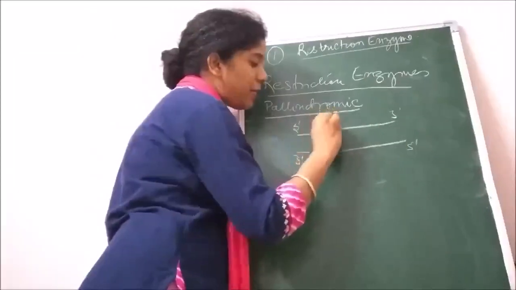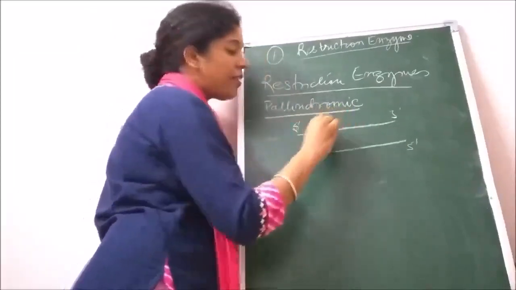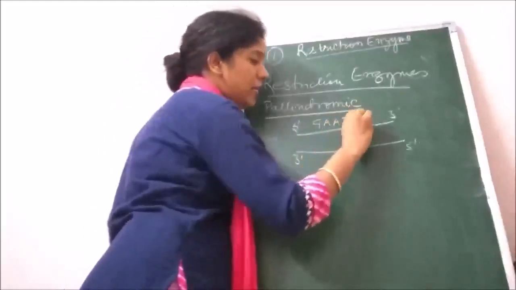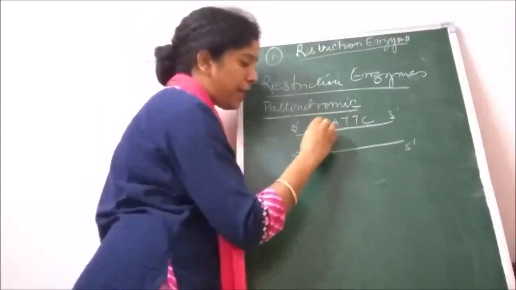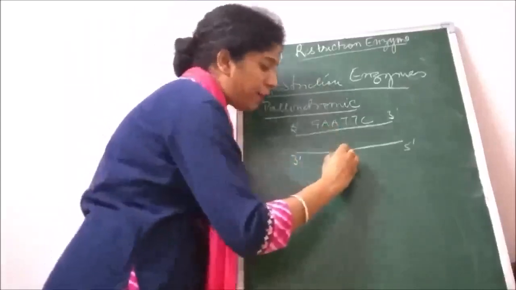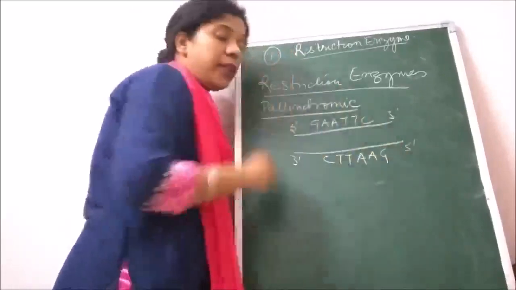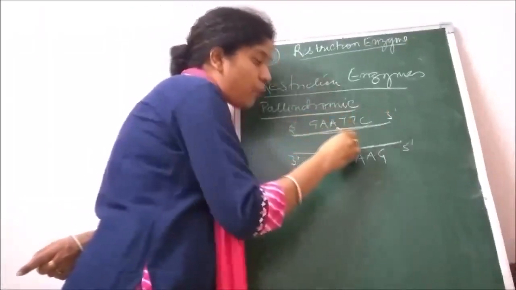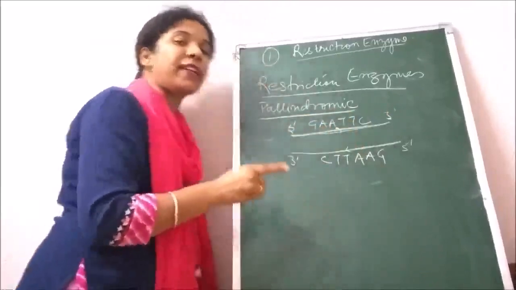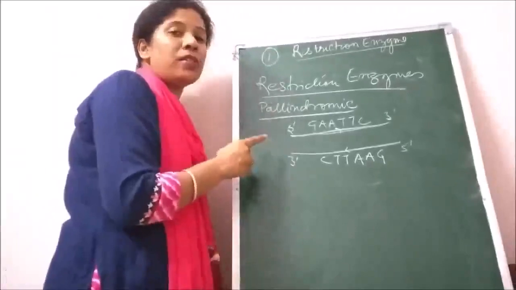For example, EcoRI is cutting the DNA at the sequence GAATTC. So the other sequence is going to have the complementary base pairing. Opposite to G, C will come, then T, T, A, and G. Now, since this particular sequence is read the same in both the strands, despite the fact that the directionality has been changed, it is called a palindromic sequence.